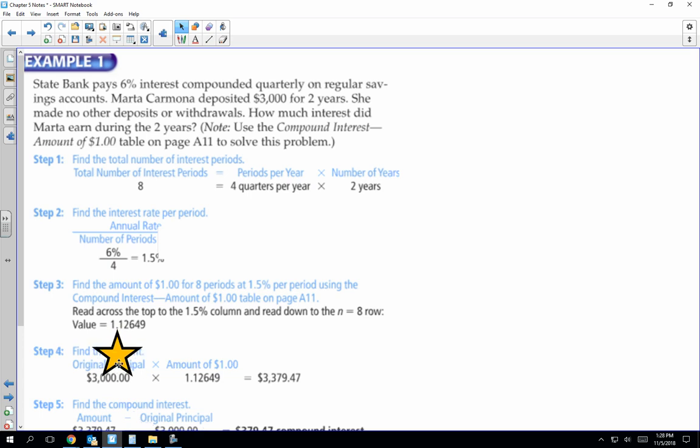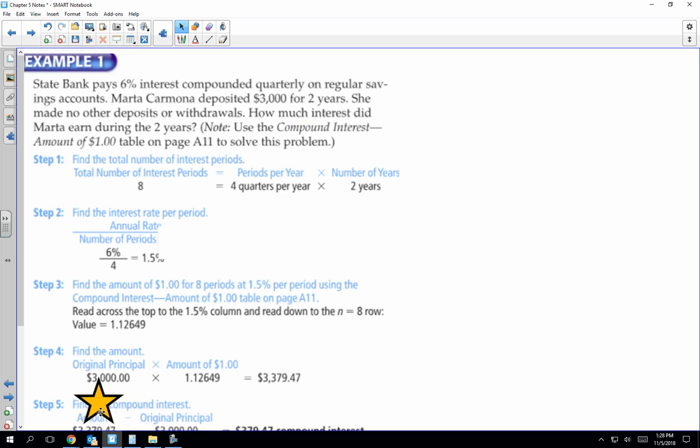So we take that, so we make $1.13 in about an interest for if we had just $1 in that account, but we have more than $1 in that account. We have 3,000 of those dollars.